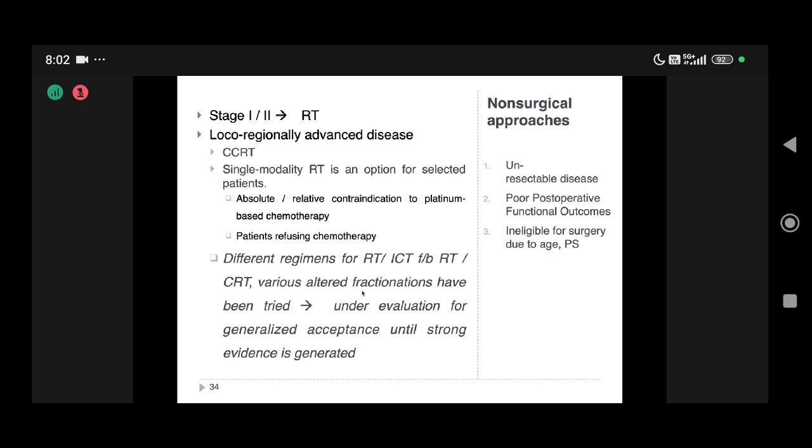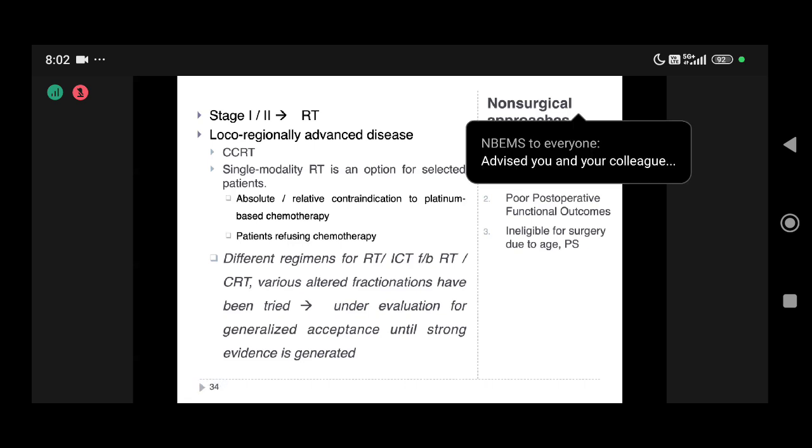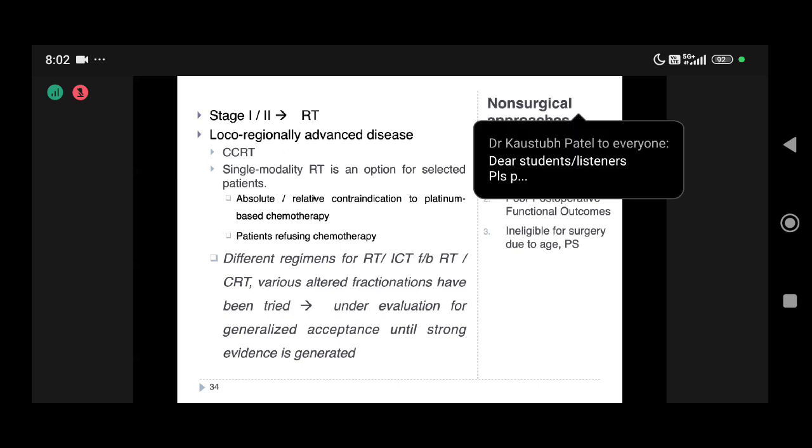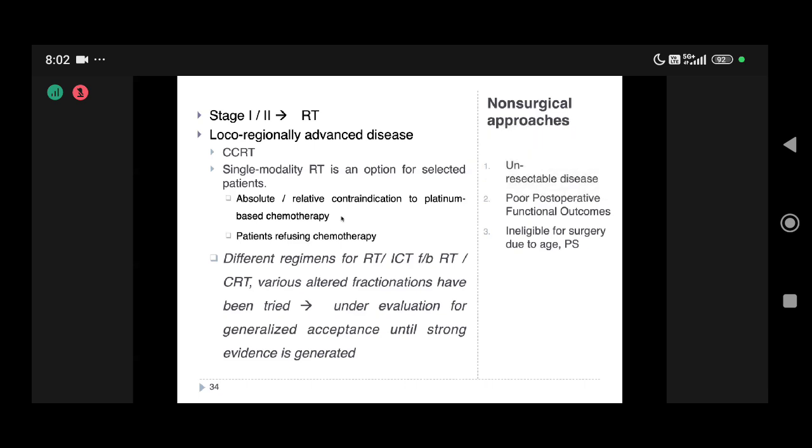So for early stage disease for oropharyngeal cancers, radiation has been the traditional treatment of choice, and this is also the treatment of choice when you talk about unresectable disease or patients have poor functional outcomes or they are ineligible for surgery. So there are certain medical contraindications to surgery, or if it's an early stage disease, you will treat these patients with radiation alone, whereas advanced stage disease traditionally has been treated with chemoradiation. So this has been the standard of care. This is still the standard of care.